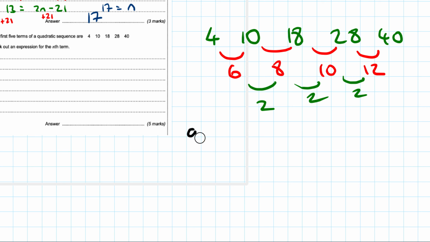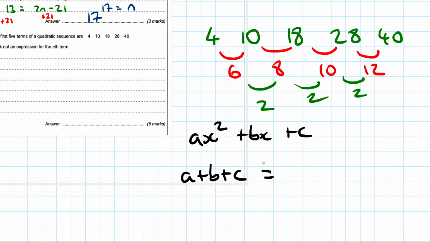And then the first thing we do is write out a set of formulas that we use. Our goal here for a quadratic sequence is to get the term ax squared plus bx plus c. But there are 3 formulas that we can use to find it using our original sequence. The first one is a plus b plus c, and that is equal to the first term in the sequence, so 4.